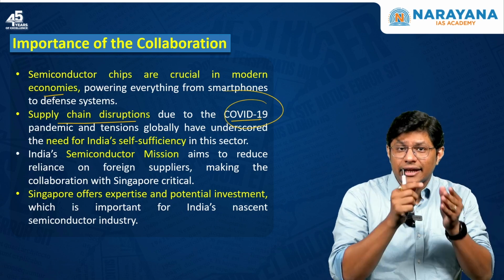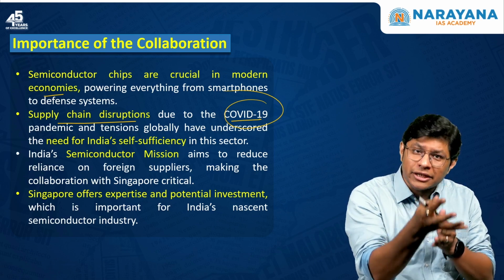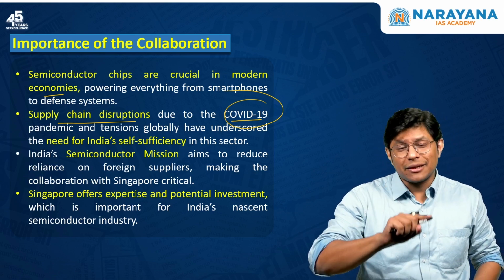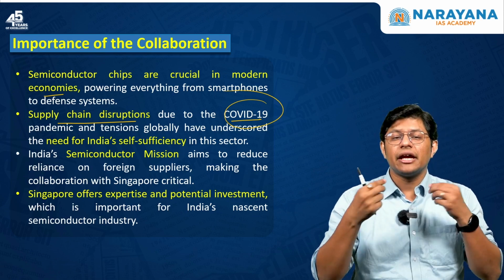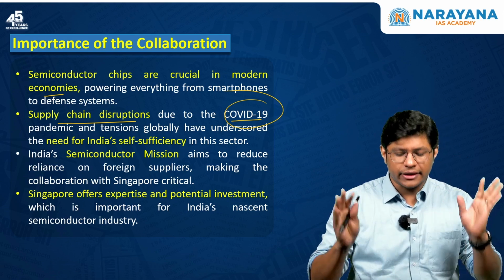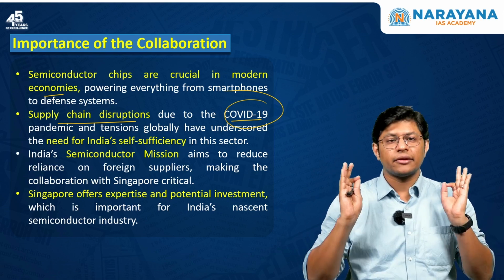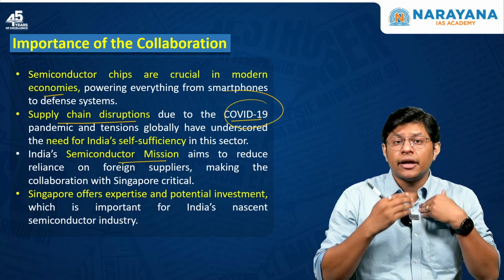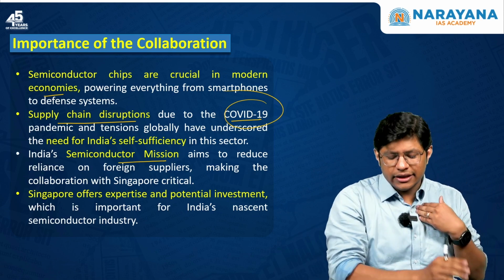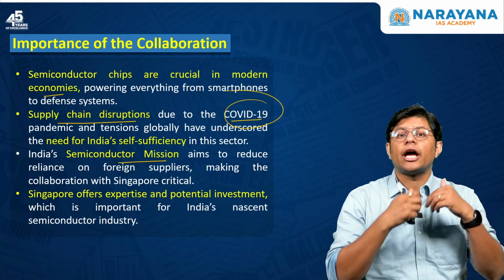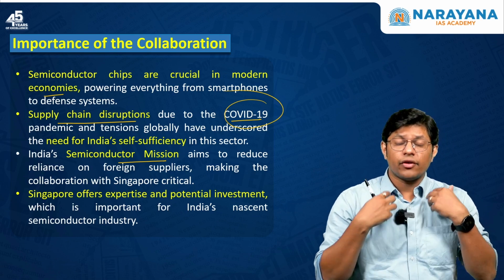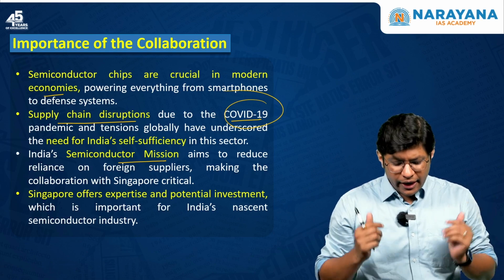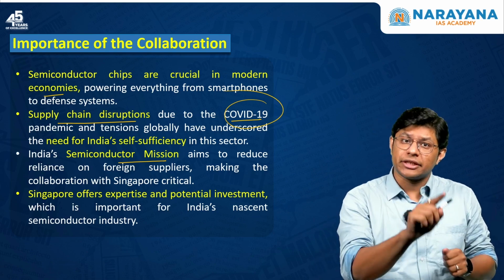And that's the reason the industries that are dependent on the raw material, all the business operation comes to a halt because of the supply chain disruption. That's the reason India wants to be independent, self-sufficient country. That's the reason India's semiconductor mission aims to reduce dependence on the foreign countries. That's the reason we have collaborated with Singapore so that we can develop our own semiconductor industry. Right? And we are going to take advantage of the expertise of Singapore.